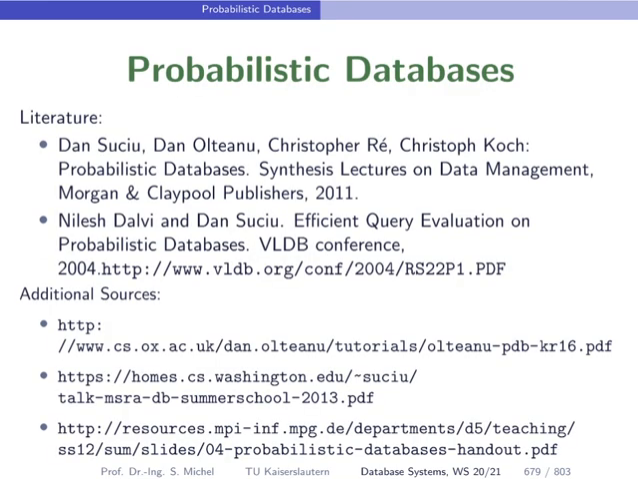For probabilistic databases, I have selected some literature. First of all, a book by Dan Suciu and others, and most importantly also a VLDB paper from 2004 by Dalvi and Suciu, Efficient Query Evaluation on Probabilistic Databases, which would give a good overview. And then I have here some slides referenced from other courses on this topic, where I take some examples from, and you can check these sources out for additional information.